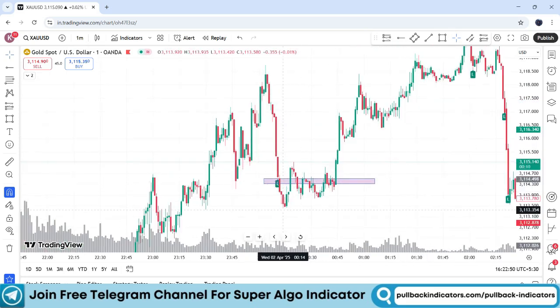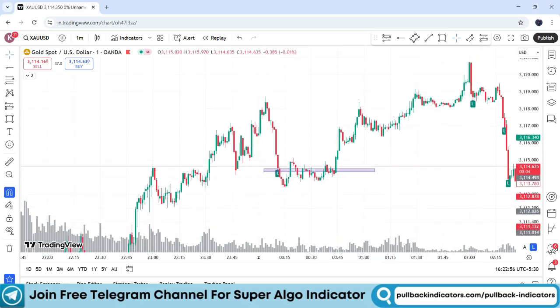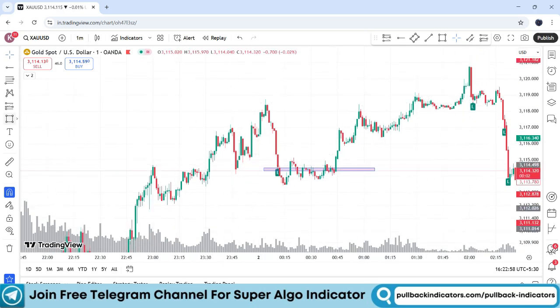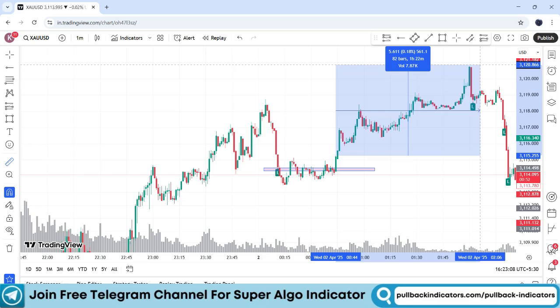There was a low, price went down, and then it came up on this specific zone, but it was unable to break the level. This candle broke the level very easily with a good momentum, and here you can take your entry, and here you would have taken your entry, and easily this target was achieved.